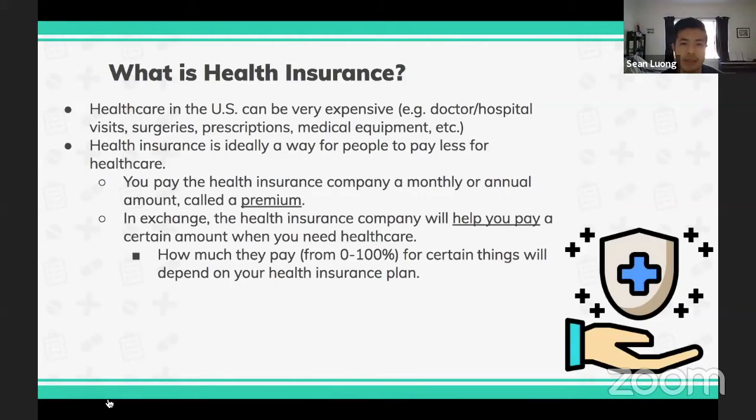What happens is you pay a health insurance company a monthly or annual amount of money, and this is called the premium. You may have heard this before. In exchange, the health insurance company will help you pay a certain amount of money when you need healthcare services or equipment or such. And how much they pay will really depend on the plan that you have.